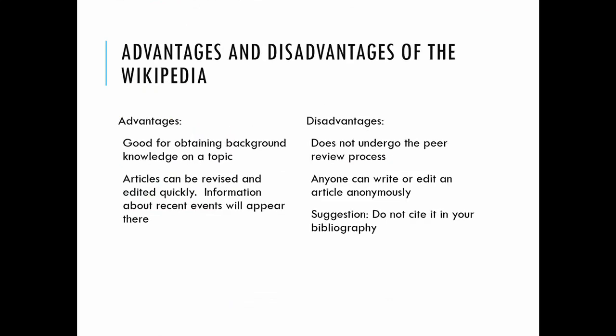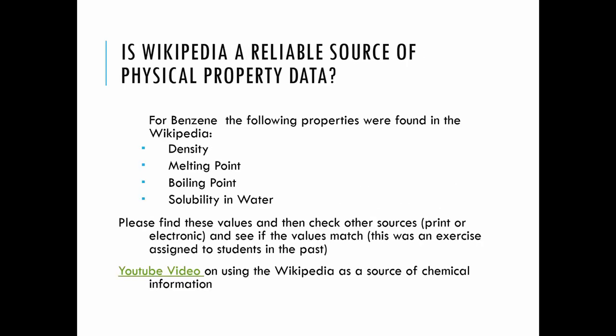Okay, the Wikipedia. I know it's become very popular. I think it's been around since about 2004. Of course, anybody can write up a page in the Wikipedia. Anybody else can change it. So you just don't know the reliability of it. So obviously it doesn't undergo a rigorous peer review process. But in recent years, it has become more reliable for finding physical property data.